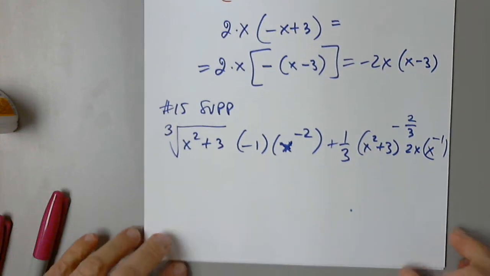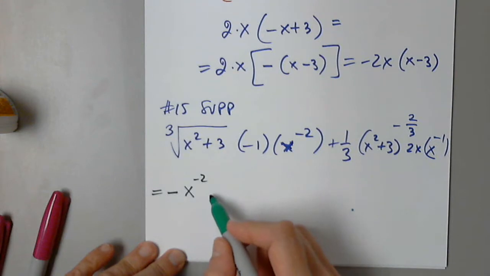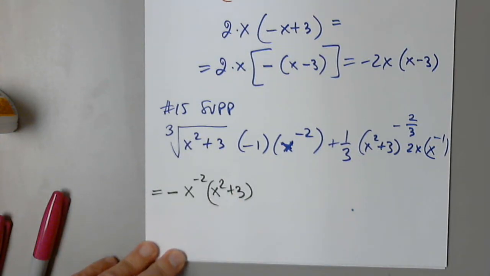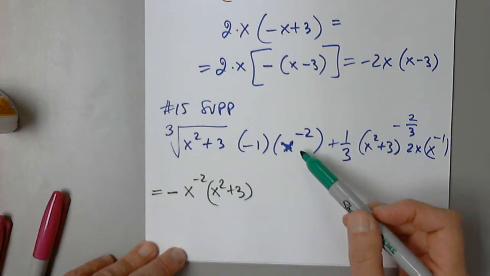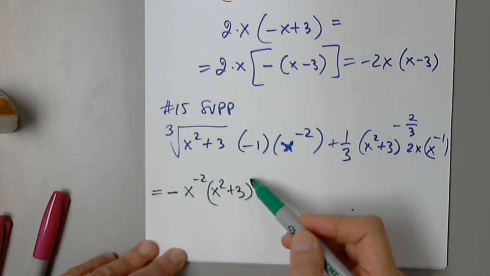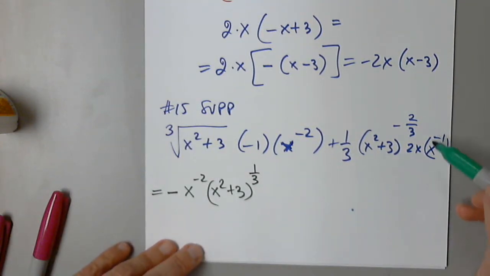I'm going to rearrange it. Negative x to negative 2, x squared plus 3 to which power? I copy the negative, of course. The numbers go in front. I copied this quantity. I copied this quantity. I went the power. 1/3. Awesome. Well done.